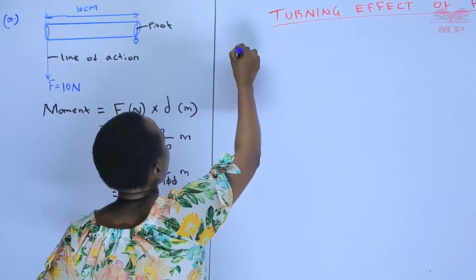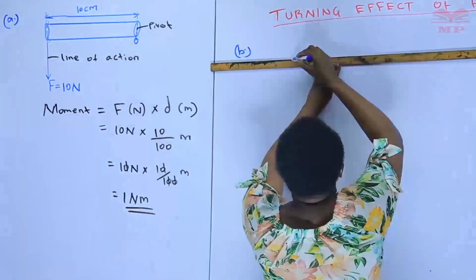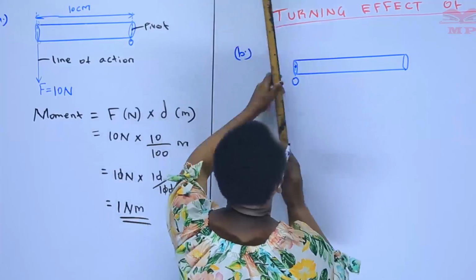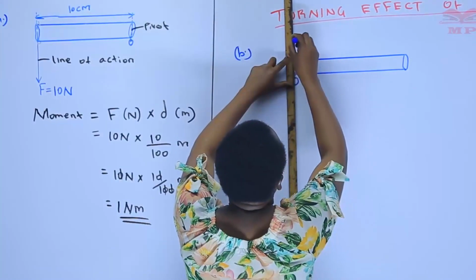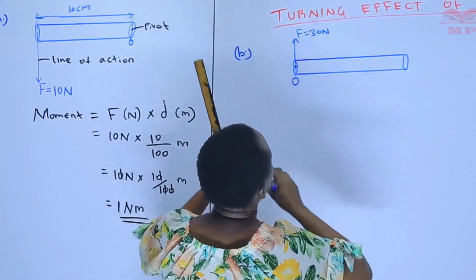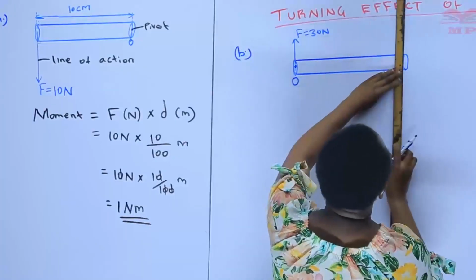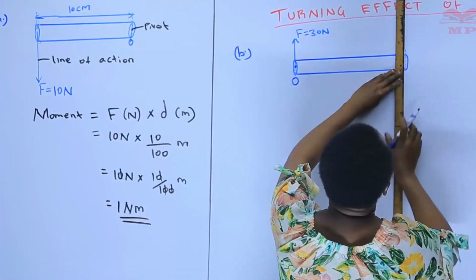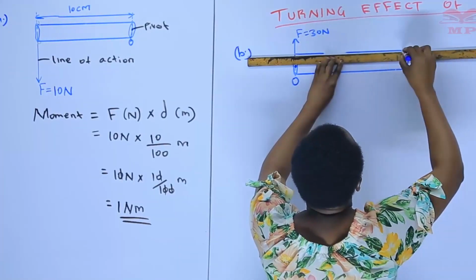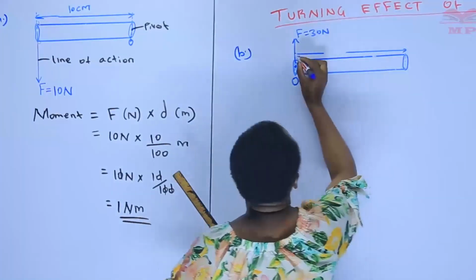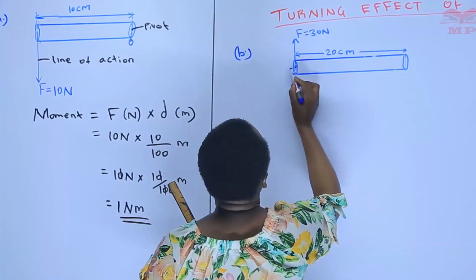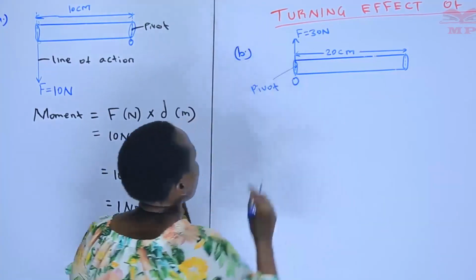Number B, we have the following figure. So this is our fixed point. We have point O here, and then we have a force acting in the opposite direction, and the force we are given as 30 newtons. We have also been given the distance here as 20 centimeters. This distance is 20 centimeters. And we are told that this is the pivot.